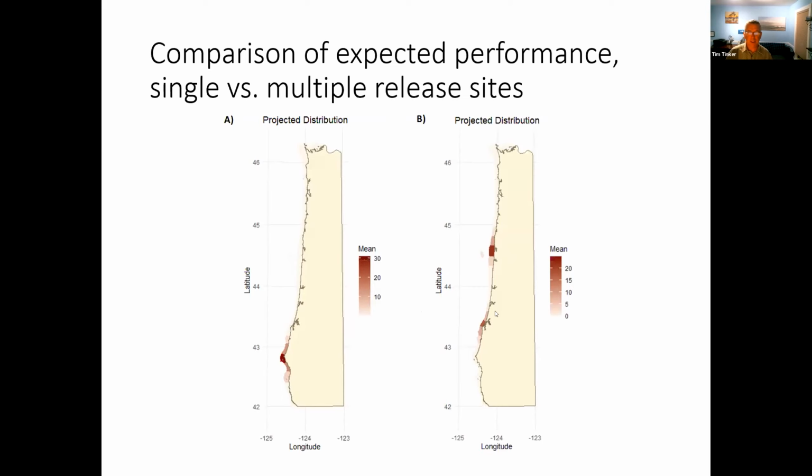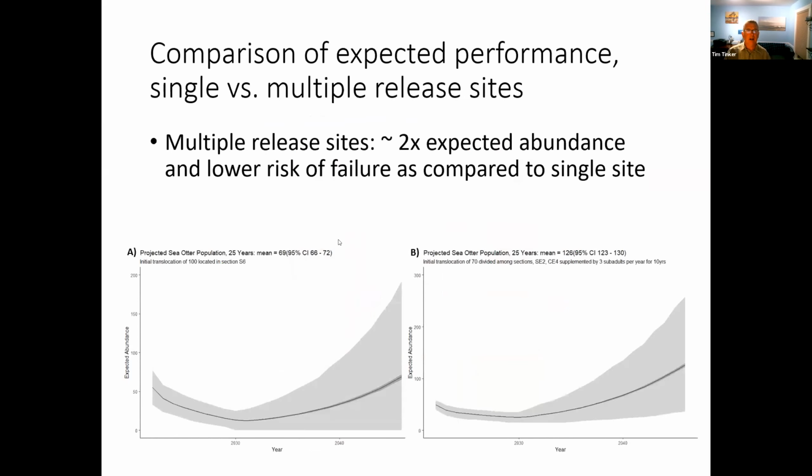So multiple release sites can achieve faster overall growth, although of course, if you're concerned about ecological impacts, that also spreads out their potential ecological effects. And again, this is just showing you that multiple release sites can achieve about twice the expected abundance and lower risk of failure as compared to releases at a single site.